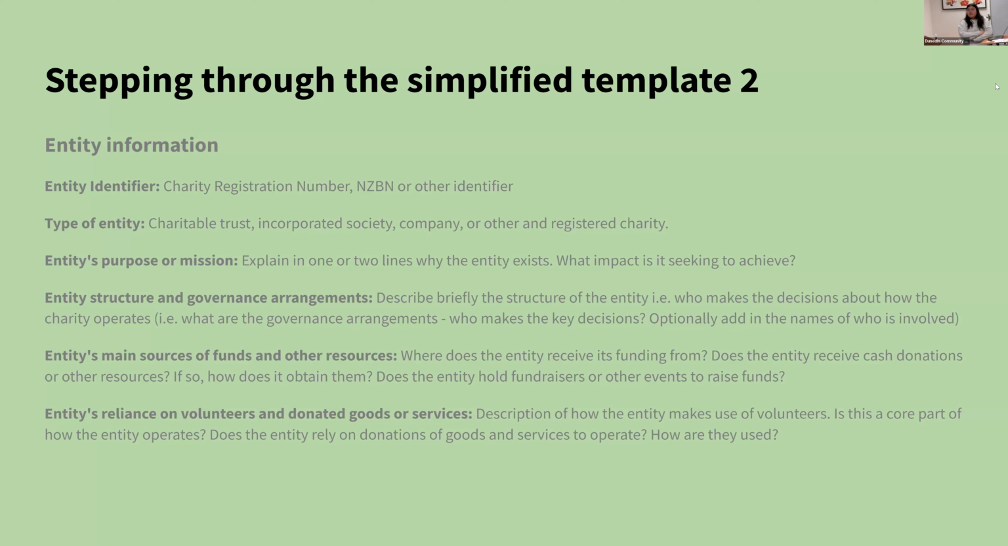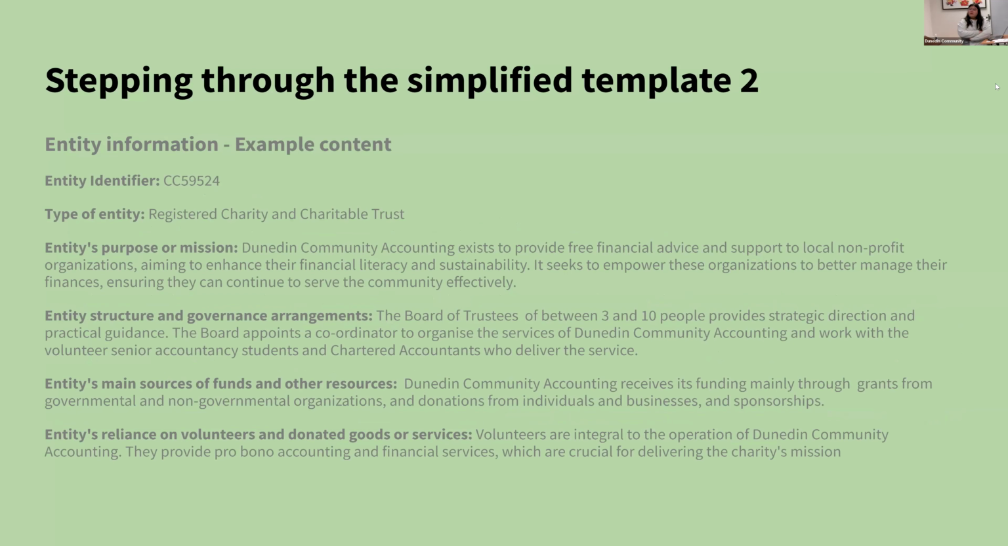For example, if you're an entity that relies on donations of computers, laptops, furniture, that's probably something that you can write down there in the description. An example of this for DCA would be the next slide.